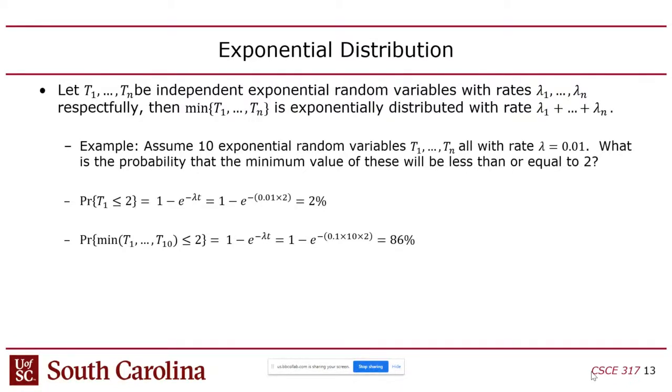Then we start getting into some of the rules of the exponential distribution. If you've got n independent exponential random variables with n different rates, then if you add up the rates and reevaluate that as its own random variable, that represents the minimum of the original random variables, t sub 1 to t sub n.